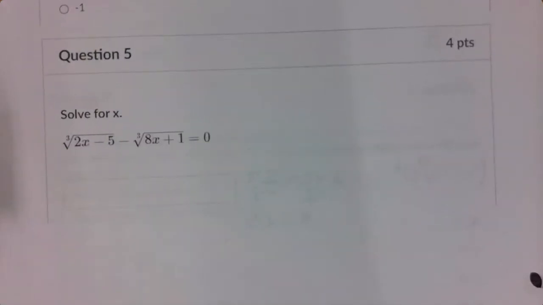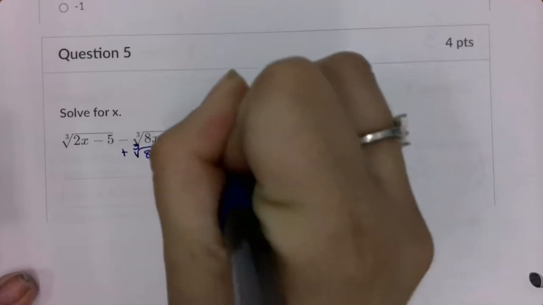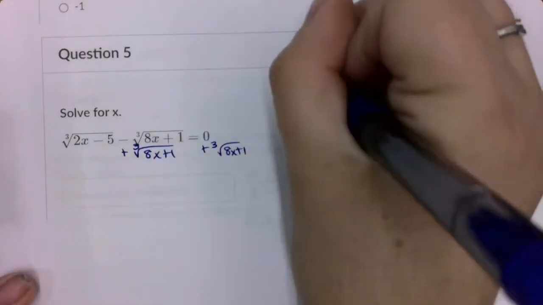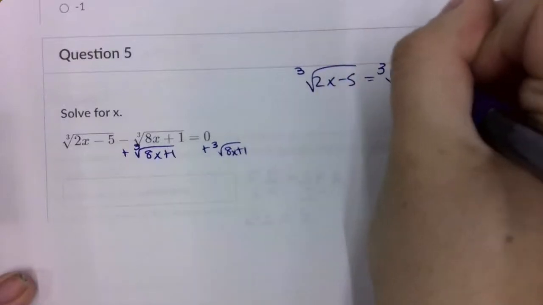Okay. This next one wants me to solve for x, so what I need to do is get each radical on its own side of the equation. So I'm going to add the cube root of 8x plus 1 to both sides, which is going to give me the cube root of 2x minus 5 equals the cube root of 8x plus 1.